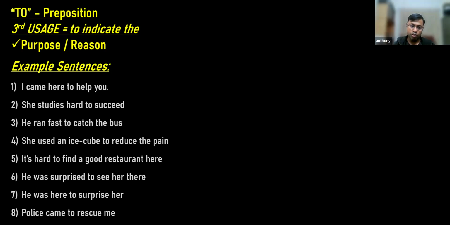He was here because he wanted to surprise her. Now police came. Why did police come? To rescue me. Simple, and that's the reason. Purpose also it is there.